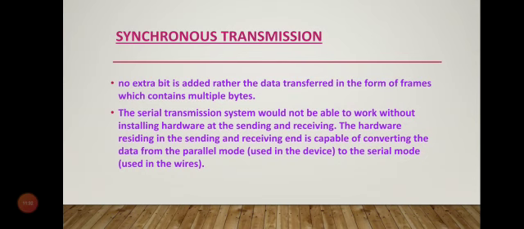This ensures that the sender and receiver are synchronized with each other. The serial transmission system would not be able to work without installing hardware at the sending and receiving ends. The receiver counts how many bits, ones and zeros, were sent and then reassembles them into bytes of data. The timing must be very accurate. There are no control bits sent in this type of data transmission.